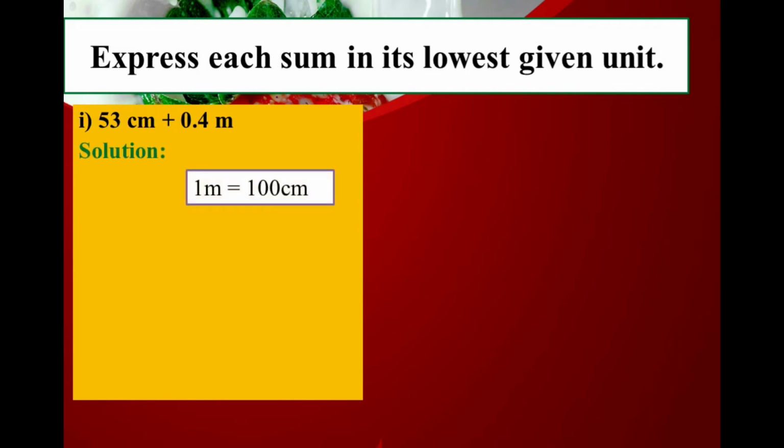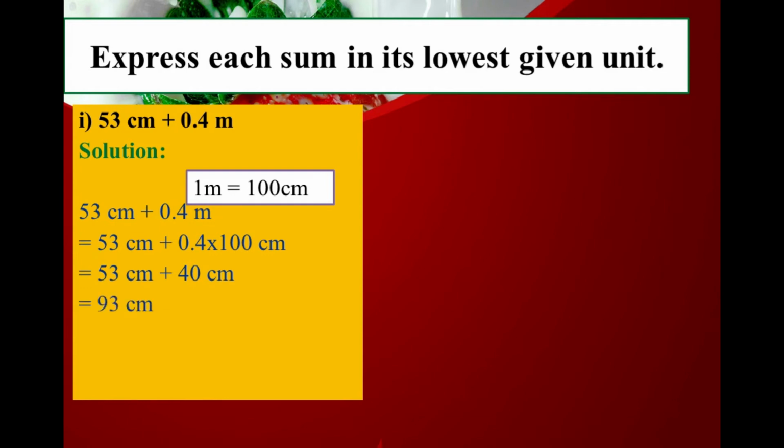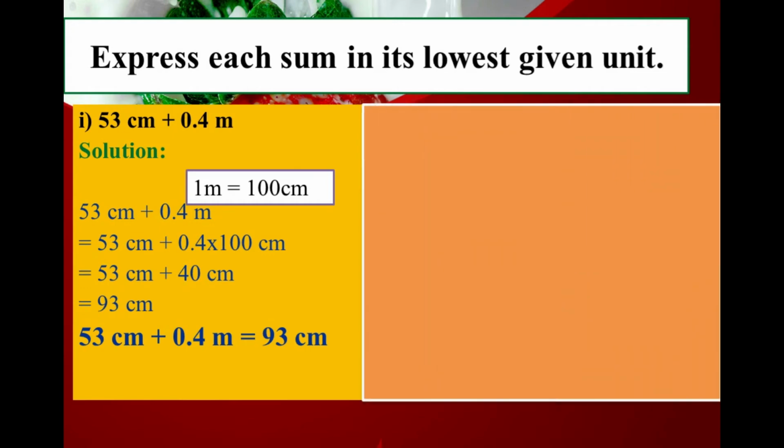Now the solution of the sum. 1 meter equals 100 centimeter. We are going to convert meter to centimeter. How to convert? By multiplying by 100. So 0.4 is multiplied by 100 to convert to centimeter. On multiplying we get 40 centimeter. Already there is 53 centimeter. Okay, now both the numbers are in the same unit. We can add them. And adding we get 93 centimeter. Therefore the answer is 93 centimeter. Second sum.